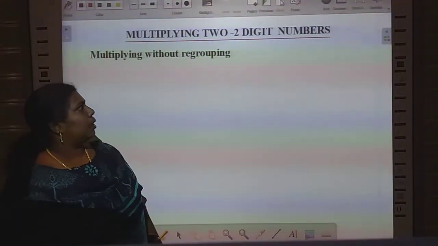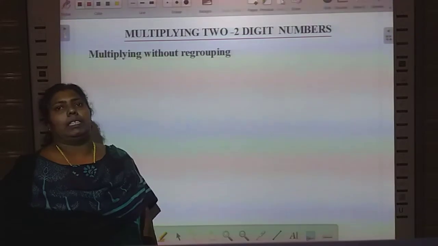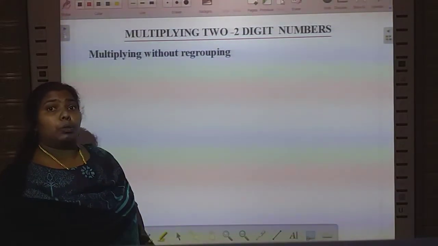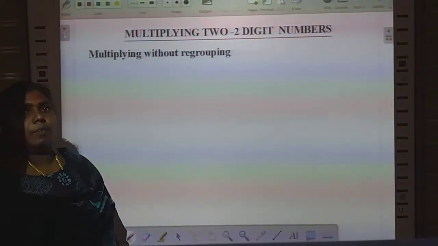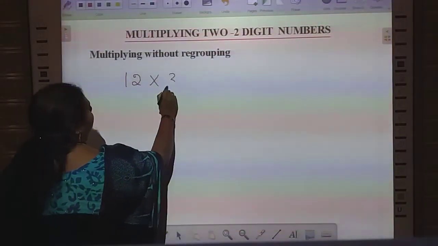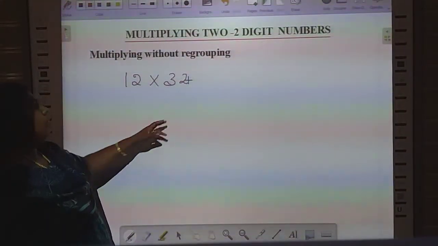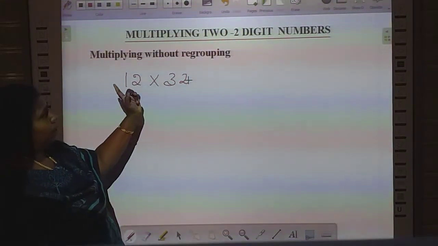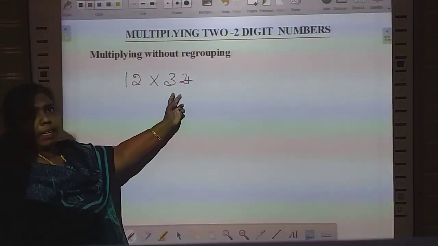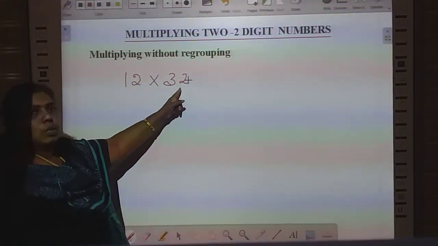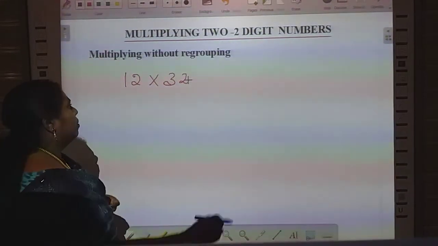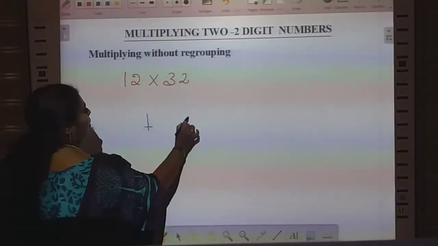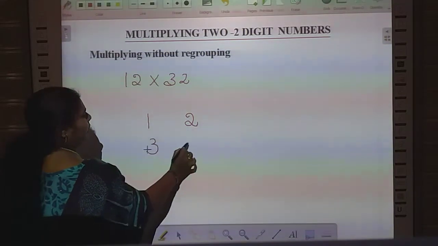See, next we are going to discuss about multiplying by two-digit numbers. First, multiplying without regrouping. Okay, without regrouping. For example, 12 into 32. Now, that is multiplying by two-digit. That means the multiplier is a two-digit multiplier. Here I am using a two-digit multiplier. This is the multiplier. Yes. First multiply 12, then 32.